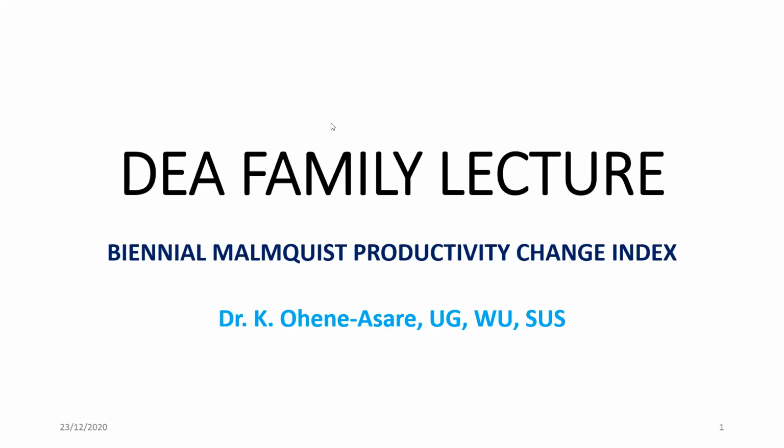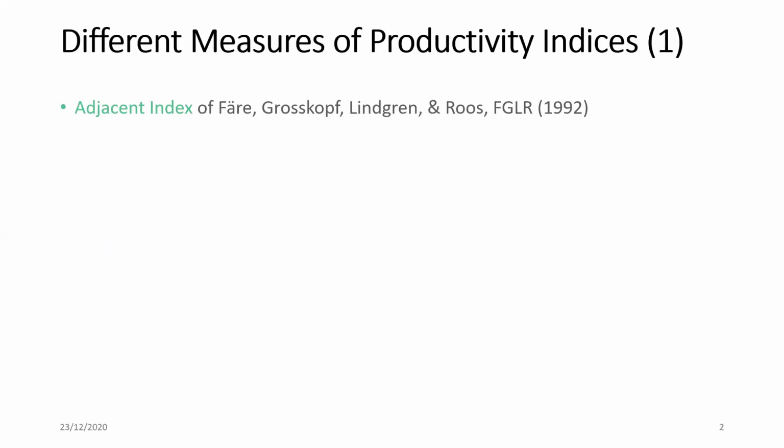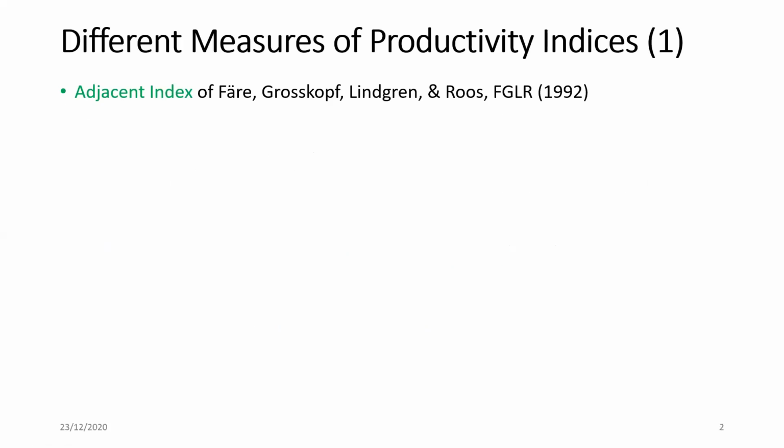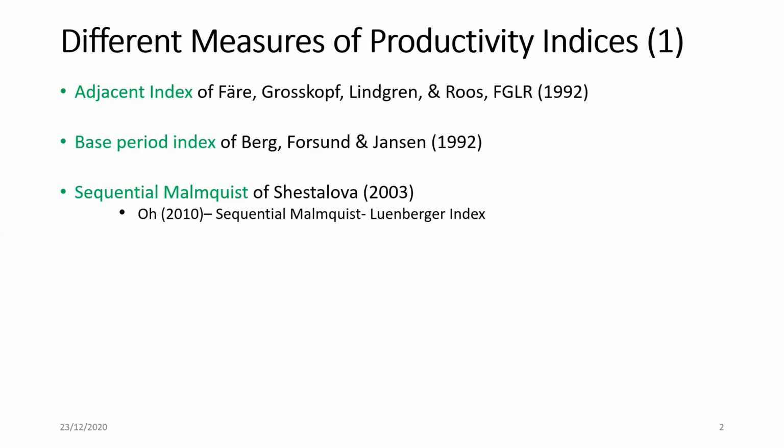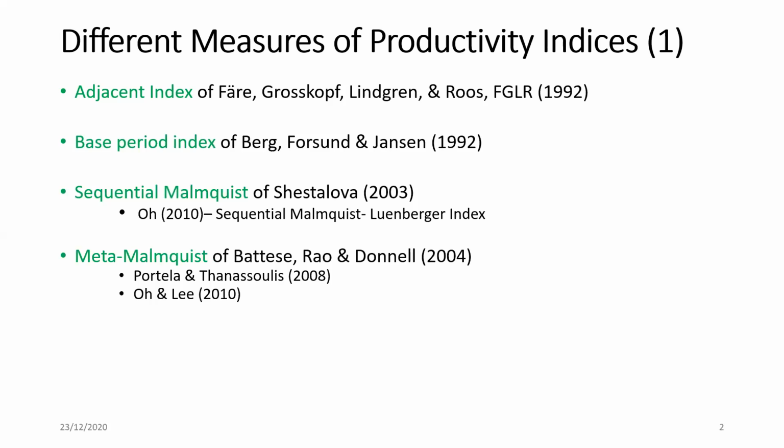So let's begin. Now, first thing you want to notice is that there are different measures of productivity, different ways. There's the adjacent one, the base period, the sequential, the meta-Malmquist. The meta-Malmquist is an interesting one. It's where you blend the meta frontiers together with the Malmquist Index. And you get that also in the max DEA, which is hinged more on O and Lee. We have the global Malmquist by Pastor and Lovell.